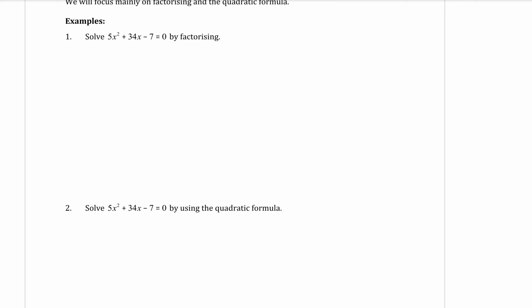We need to multiply the 5 with the minus 7, which is minus 35. So I'm looking for 2 numbers that times to give minus 35 and add to give a positive 34. Okay, they're pretty close together. What are they going to be? 35. Correct. So those 2 numbers, the 35 and the minus 1, is you're splitting that middle term. So the first term stays the same, 5x squared. Instead of that 34, we're splitting it to be a 35x and a minus 1x, which is just minus x. And the last term, the minus 7, also stays the same.